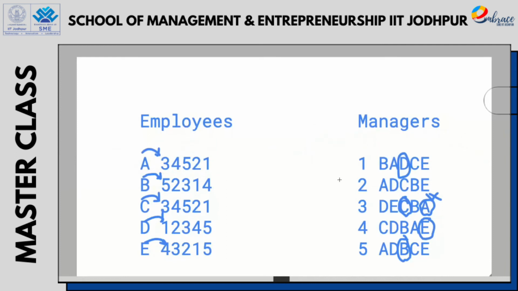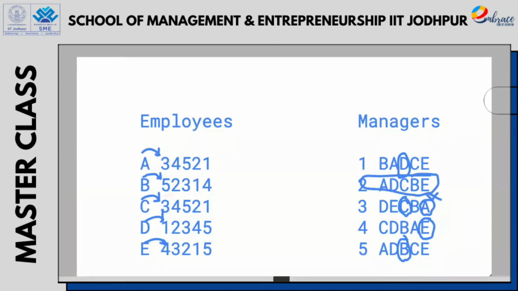So this is the first round of the algorithm where we look at all of these combinations and we look at whether there is a match there or not. C moved to 3, this is fine, and D1 and E4. So it now leaves us with manager 2, right? Manager 2 does not get any employee in this round.